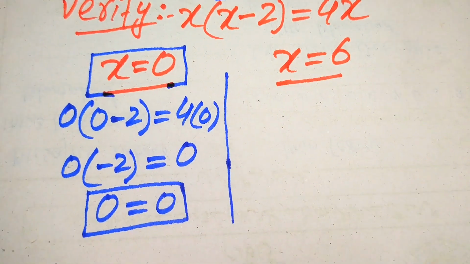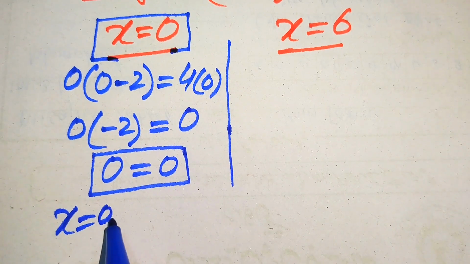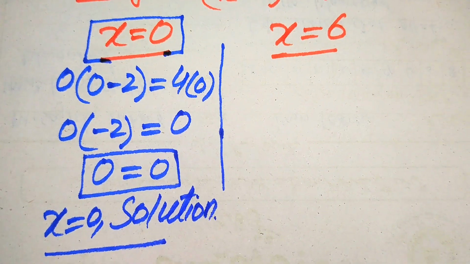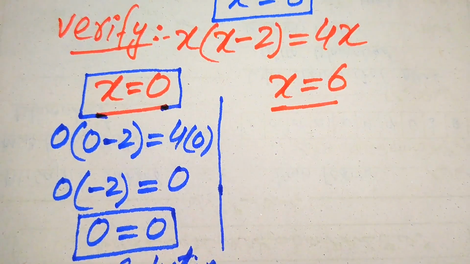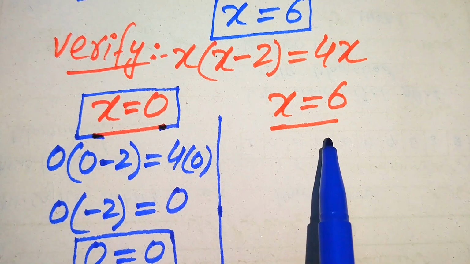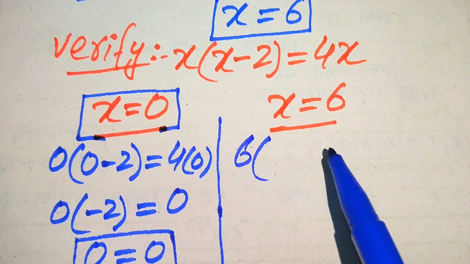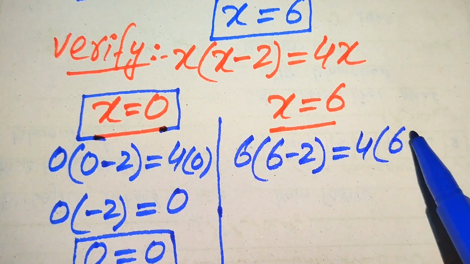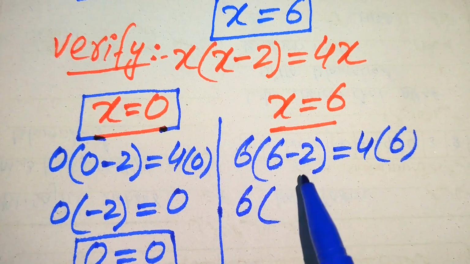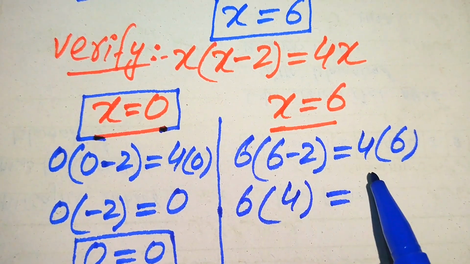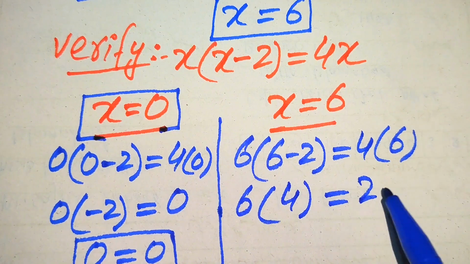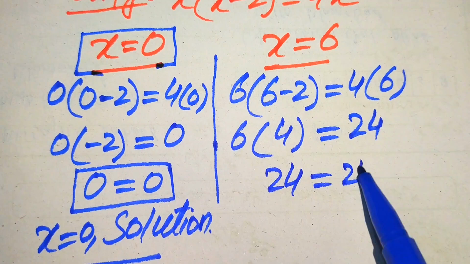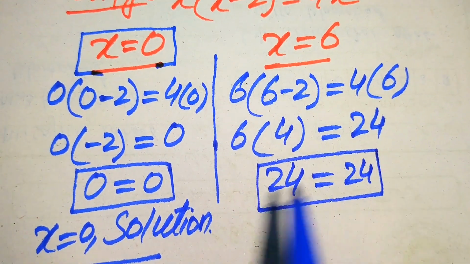So we conclude that x equals 0 is a solution of the given equation. This is the first solution. Now we verify x equals 6. Again we put x equals 6 on both sides: 6 times (6 minus 2) equals 4 times 6. 6 minus 2 becomes 4, and 4 times 6 becomes 24, and 6 times 4 is again 24. So you see clearly that 24 equals 24.